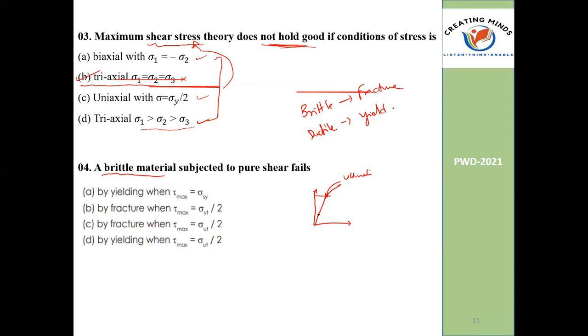Very important thing. Firstly identify the type of failure, that is ultimate. There is no yield point, there is no yield in brittle type of fracture, hence the first two are eliminated, only C and D options are left. Also we must know that for brittle there is a fracture, hence a brittle material subjected to pure shear fails by fracture under tau max equal to sigma ut by 2. Any doubts? No, sir.